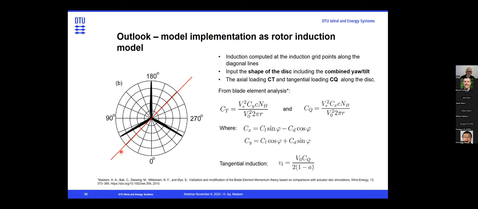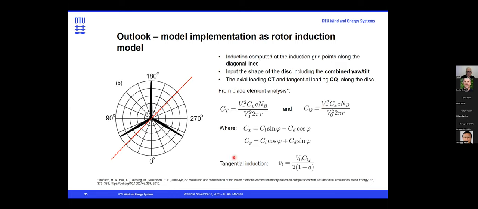So in the case with the model here, we would apply it along a diagonal line and compute the induction at the grid points. And of course, the shape of the disk should be the actual shape of the rotor along this line, which would be a combination of the yaw and tilt of the rotor and the coning and also deflection. So the input would be the thrust coefficient and the tangential load coefficient CQ. And they can be derived from the blade element analysis in the normal way, here for the thrust coefficient and over here for the tangential load coefficient.